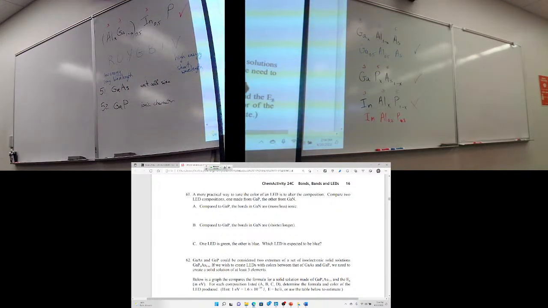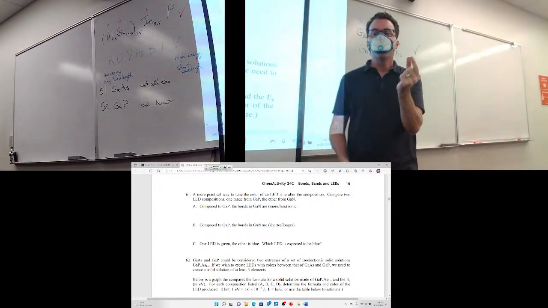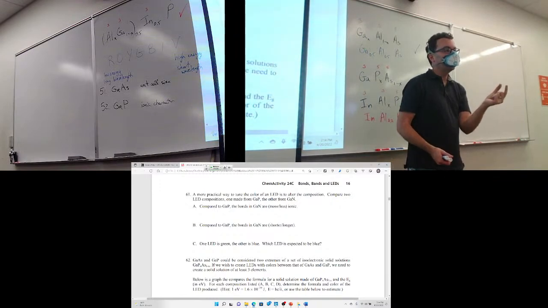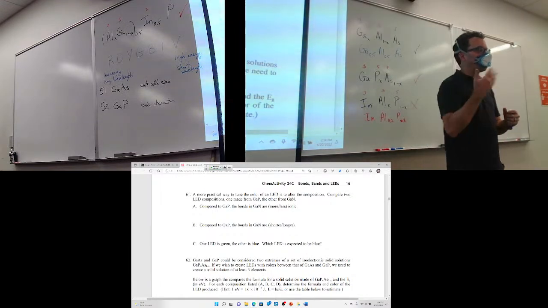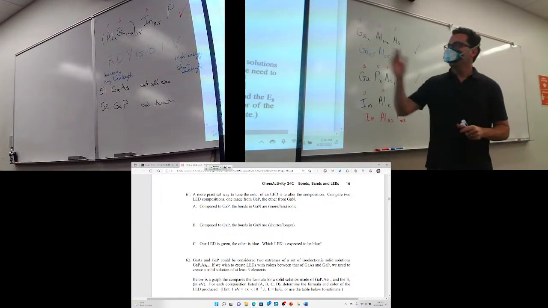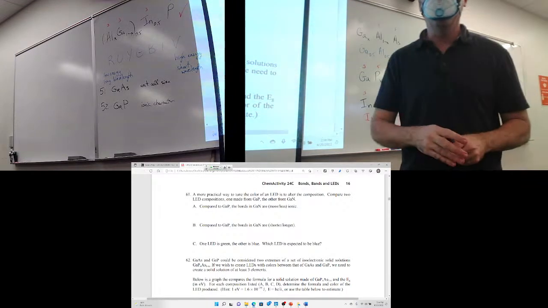which has both the shorter bonds and more ionic, meaning bigger difference in electronegativity. Both of those contribute to the fact that they will have a larger band gap. So gallium nitride is the blue one. It has a larger band gap.